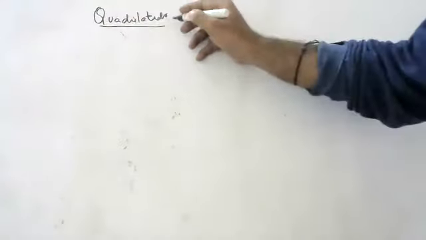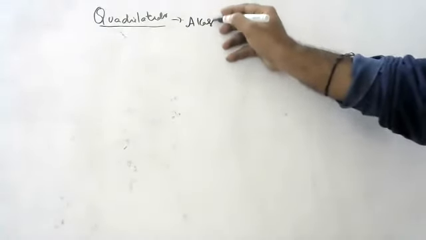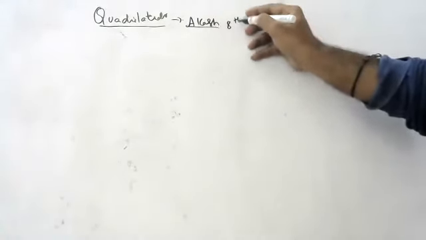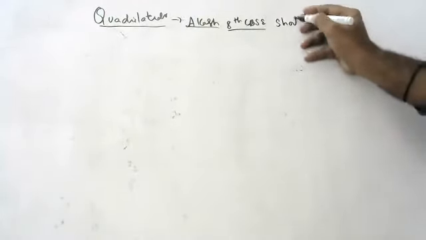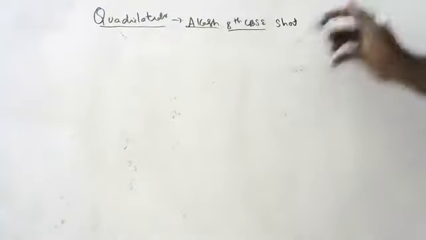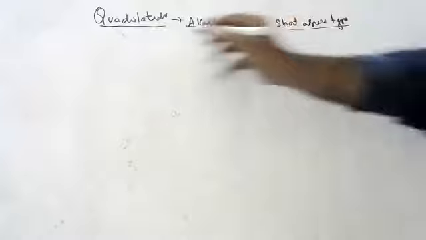Okay, coming to the quadrilateral, see here children. The Akash material we were doing yesterday, CBSE. Okay, today we are doing short answer type questions. Okay, chalo, first question.